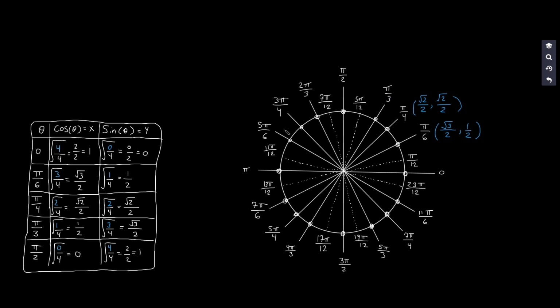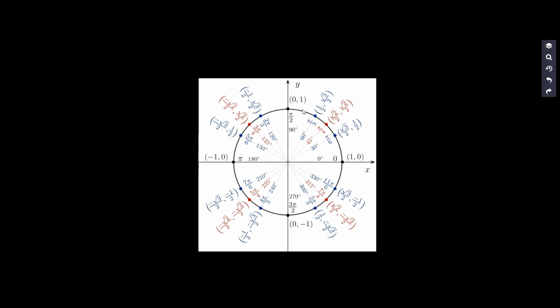Pi over 3. Well, the cosine x value, pi over 3, is 1/2. What about the y value? Root 3 over 2. And then we're just going to skip over this 5 pi over 12 because remember, that's not on the unit circle. It would be right here if it was, but it's not. I mean, it technically is, you just can't see it. Most people don't really bother with those.